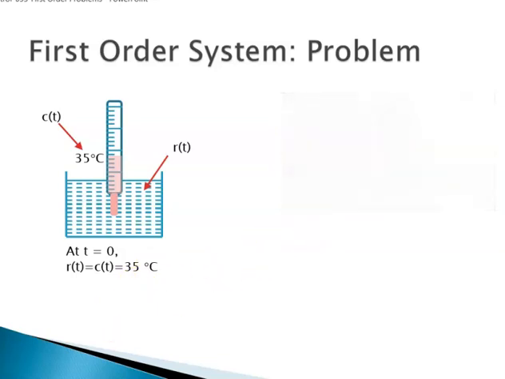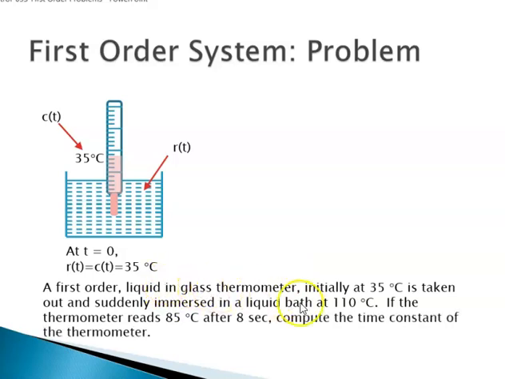Then we take this thermometer and put it in some other liquid bath, a liquid bath at 110 degrees centigrade. Initially it is at 35 degrees centigrade in this condition shown here, and then we take it out and suddenly immerse it in a liquid bath at 110 degrees centigrade. If the thermometer reads 85 degrees centigrade after 8 seconds, compute the time constant of the thermometer.